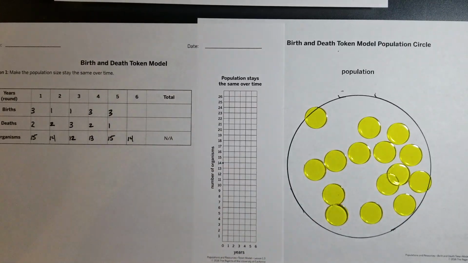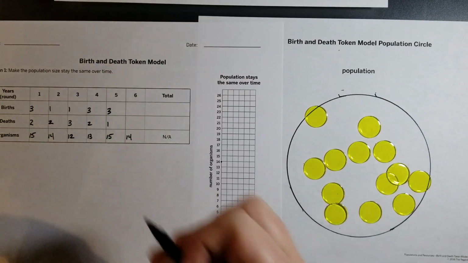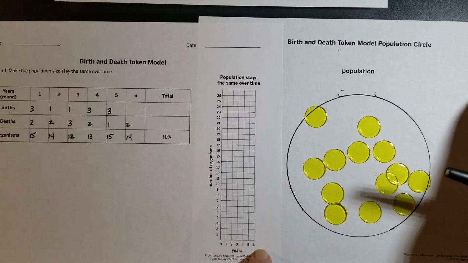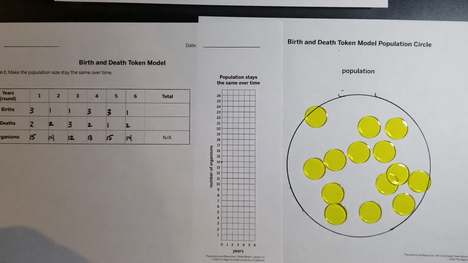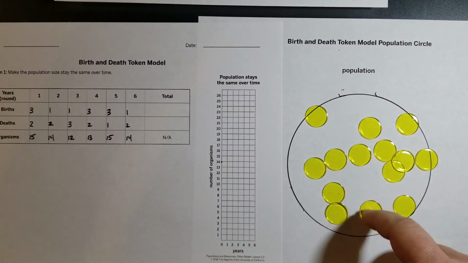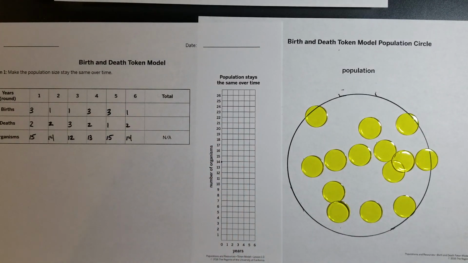So that means we're going to have 2 deaths, and we're going to have 1 birth. And so that now should give us 14 organisms. So over the course of time, right, we finished our mission. We made the population stay the same size.